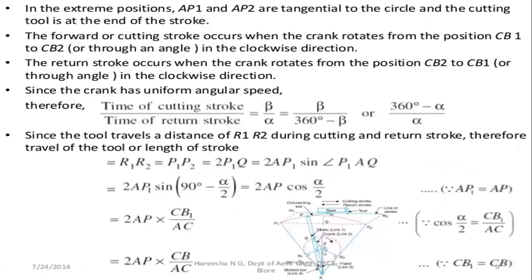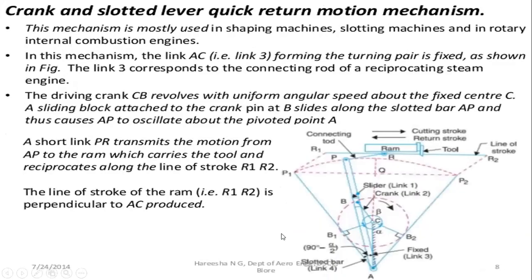Then, since the tool travels a distance of R1R2 during the cutting and return stroke, the travel of the tool, or length of the stroke, is written as R1R2, that is the line of stroke. And R1R2 is equal to the position of P1P2, that is the position of the slotted bar, which is equal to 2 into P1 into Q.